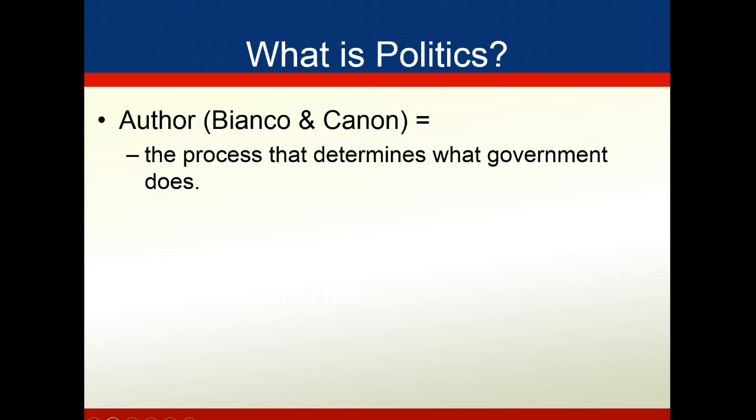Now, there are several definitions that we can look at. Let's look at the author's definition, your textbook author, Bianco and Canon. They define politics as the process that determines what a government does. Pretty simplistic. The process that determines what a government does.